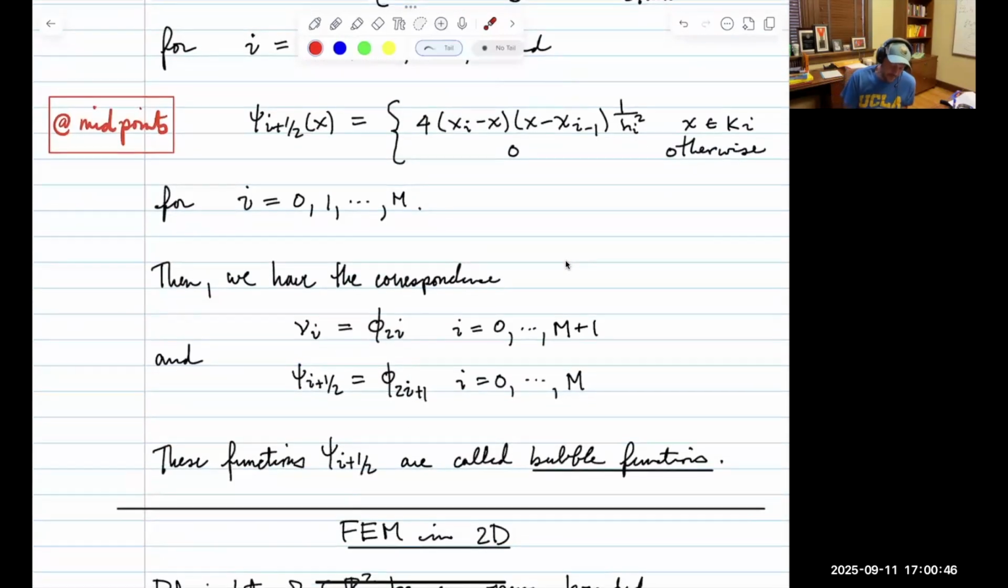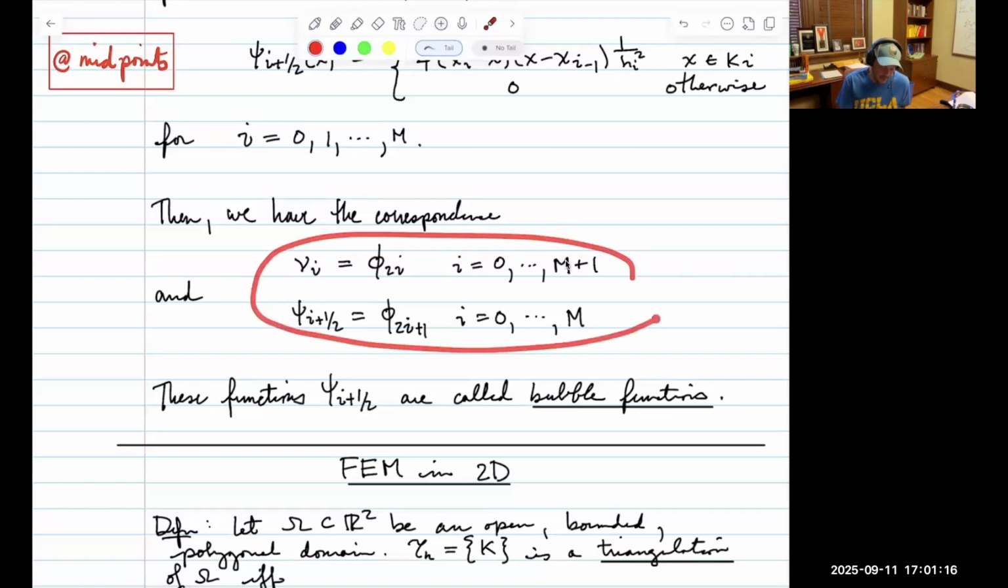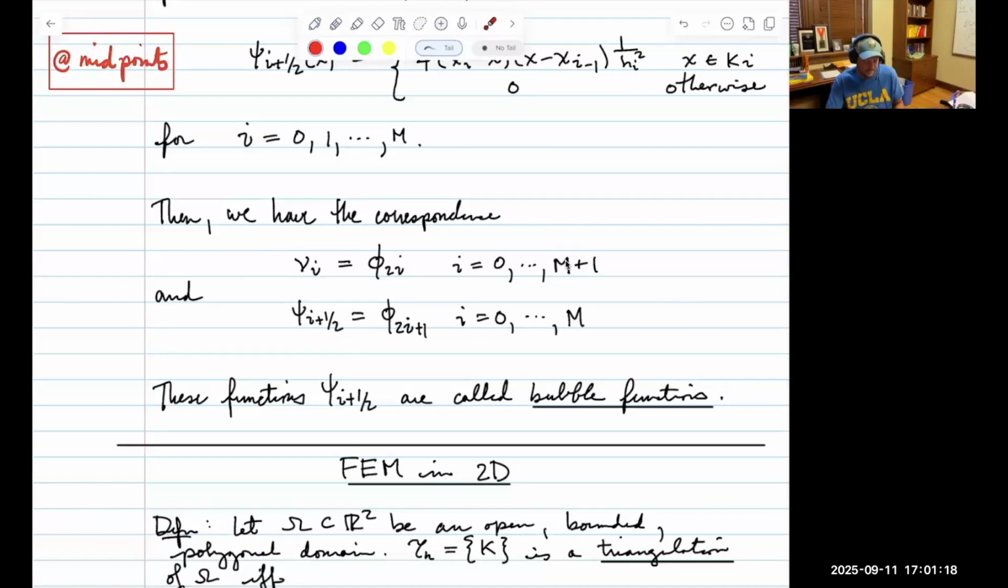And you can find the correspondence is kind of straightforward. Psi i, or I guess it's new psi i, is equal to phi 2i, from i equals 0 up to m plus 1. And you need to check this. And psi i plus a half is equal to phi 2i plus 1, from i equals 0 up to m. And so you'll see that there's exactly the right number of basis elements in these sets.